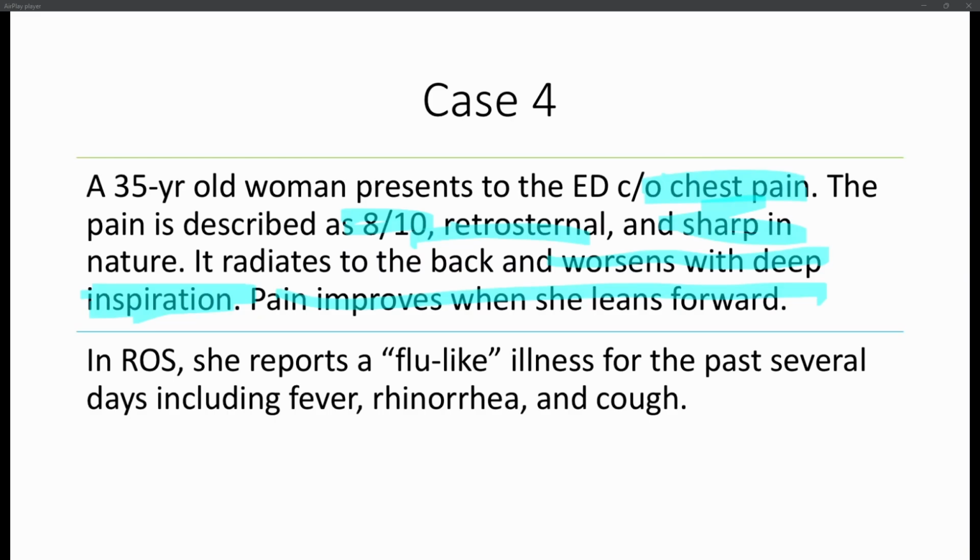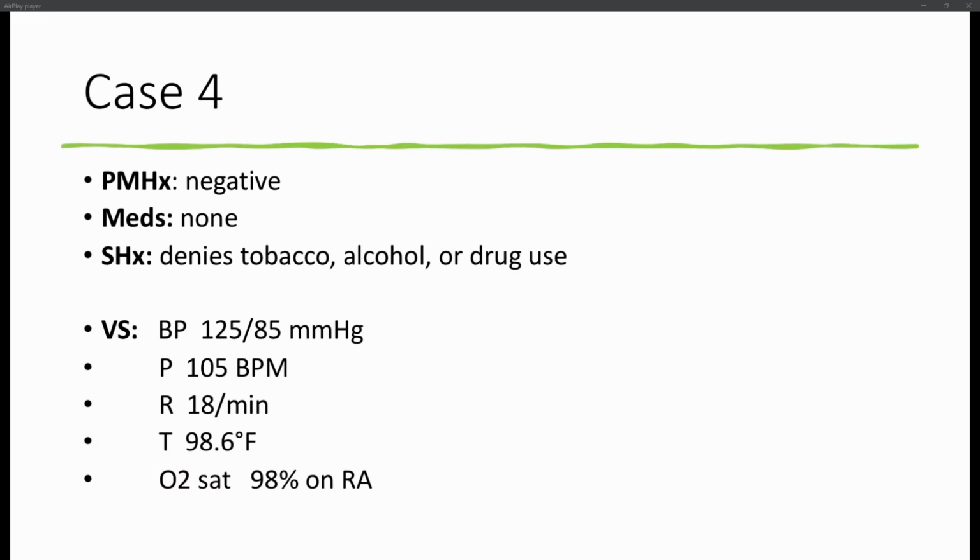In your review of systems, your general, have you been sick recently? Yeah, I had a flu-like illness over the past several days: fever, rhinorrhea, and cough. What disease did we learn about that's an inflammatory process that causes chest pain and usually happens after a recent illness? The pain is relieved by leaning forward: pericarditis. Very good. Past medical history negative, no medication, social history is all normal.